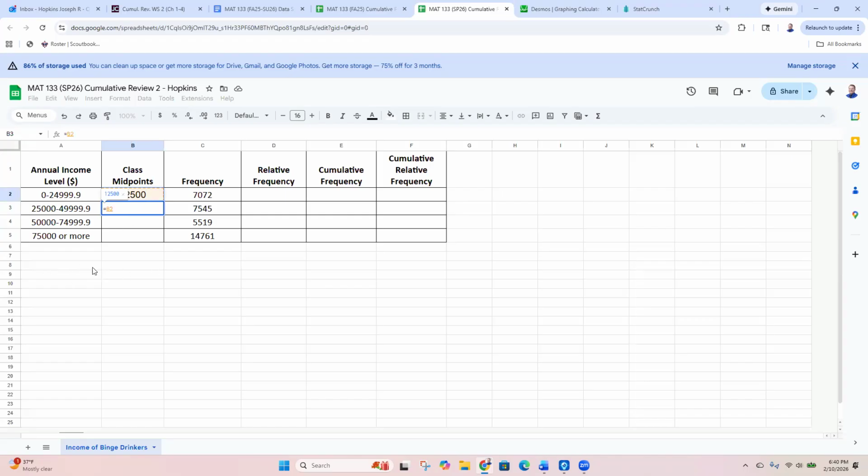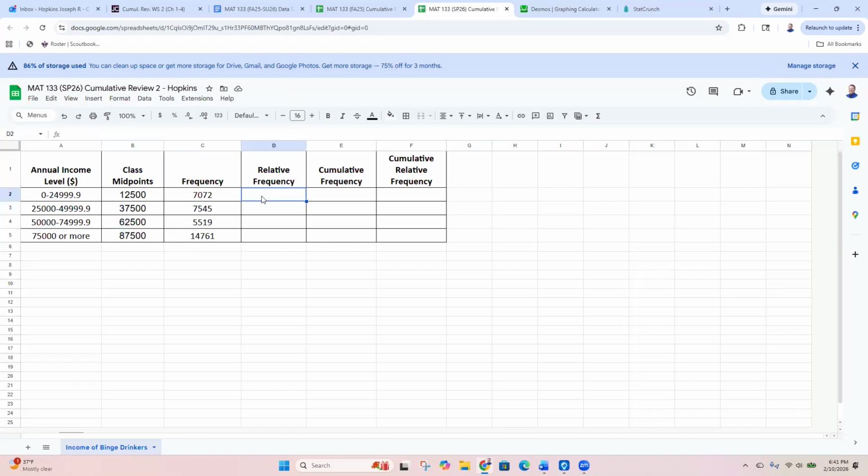Now, the next thing we do is we can take this plus the class width. And I didn't actually calculate the class width here. I don't actually need to calculate the class width. I mean, I guess I do for part B. But when you're doing these projects, you don't actually have to enter the class width if you can calculate it. So it's 25,000 minus 0, which is 25,000. So that's our class width. And we'll copy that formula down. Okay.